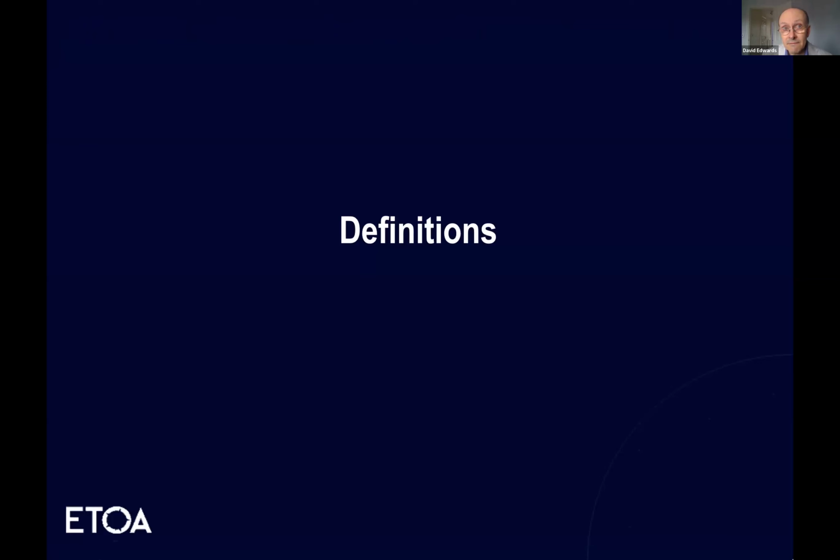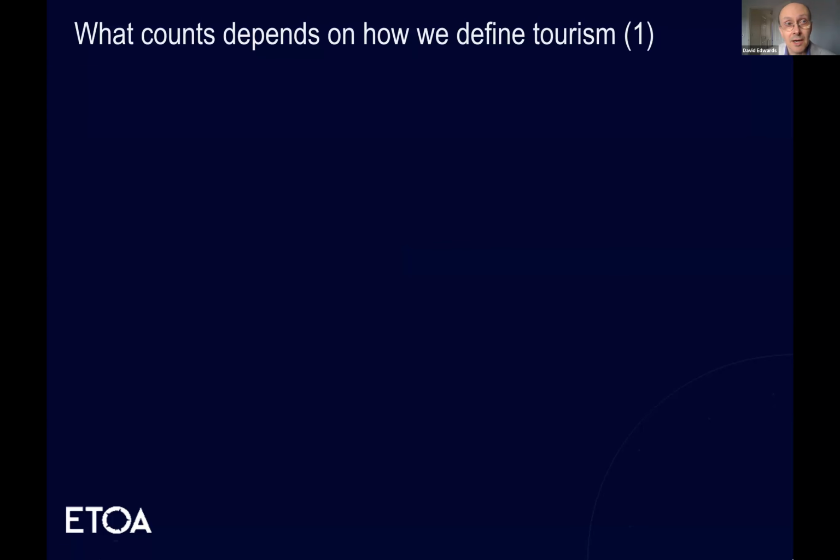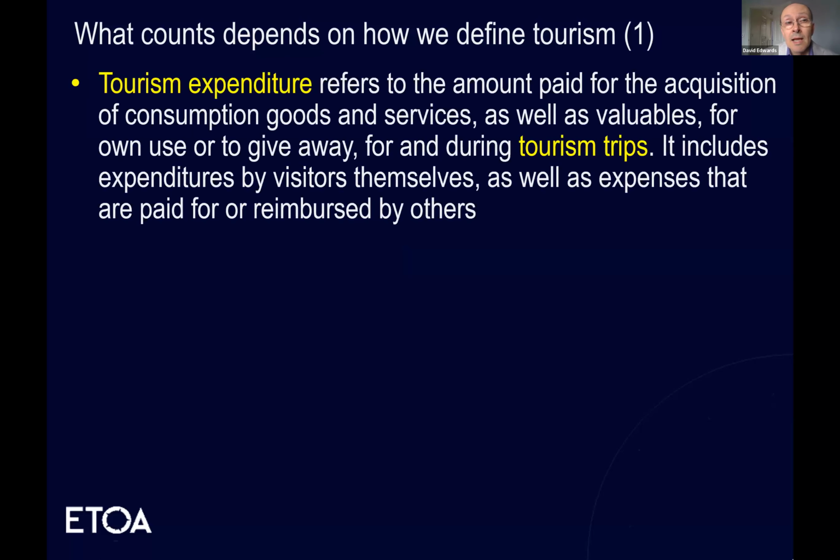Now let's move on to definitions, and rather than having a chart, I'm afraid it's going to be quite a wordy slide or two here. But what counts as tourism expenditure very much depends on how we define tourism. So let's borrow what the UNWTO says we should be thinking about. Tourism expenditure refers to the amount paid for the acquisition or consumption of goods and services as well as valuables for own use or to give away for and during tourism trips.